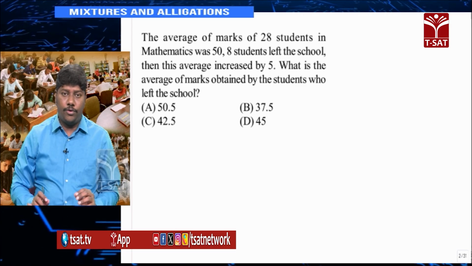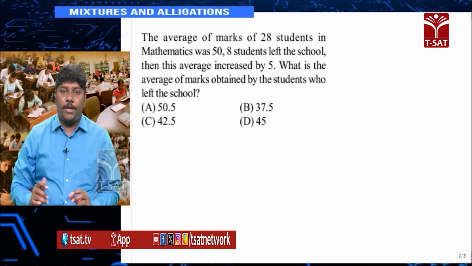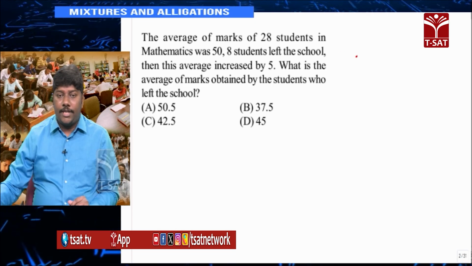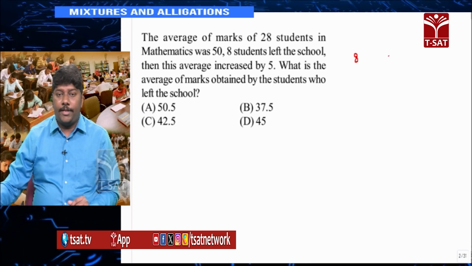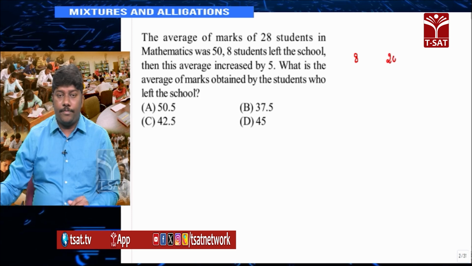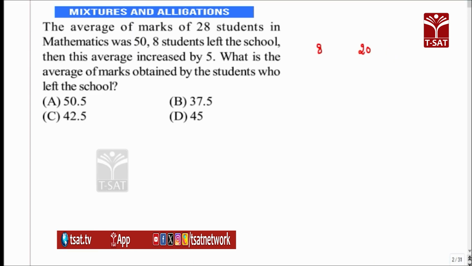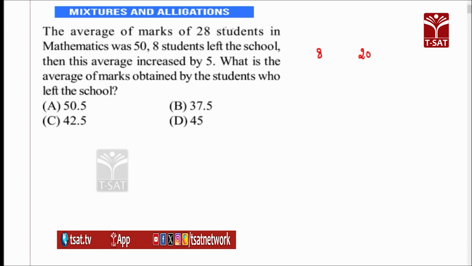Now always try to do it as a grouping. Now see, if 8 students left the school, how many members are there in the school? 20 members. Average of 8 students I have to find. Average of 8 students is how much? We don't know, we have to find. But the average of 20 members, we know it is 55.